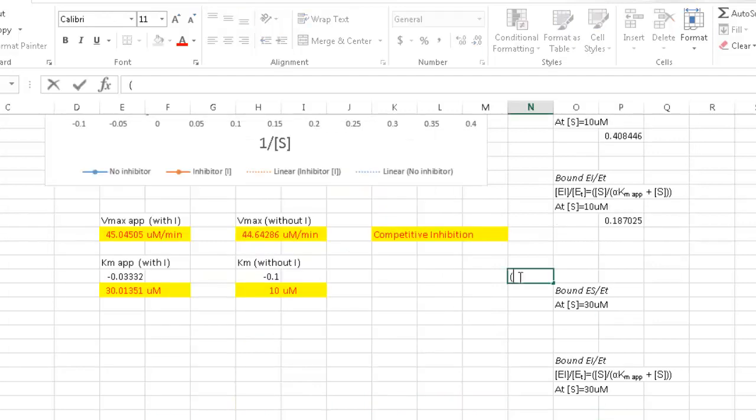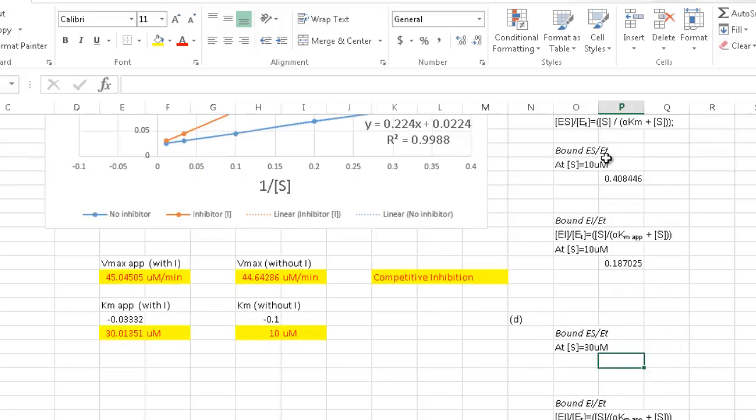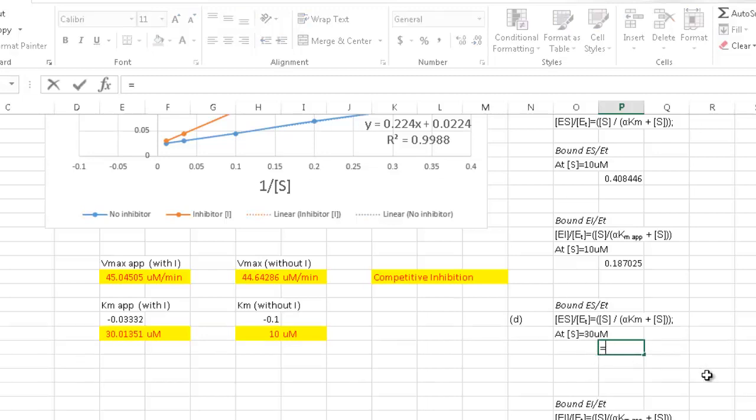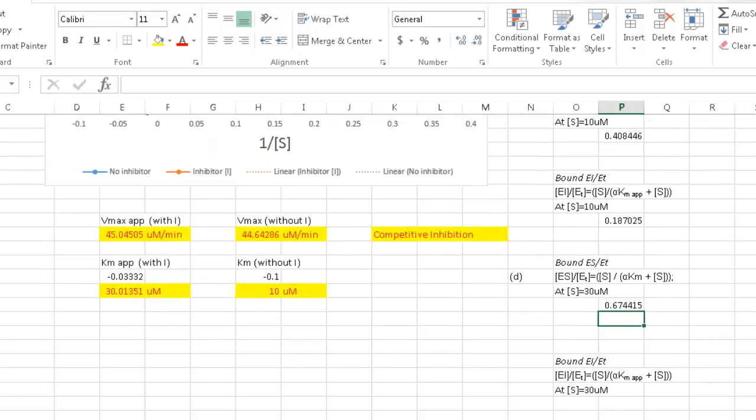Part D asks us to do this. Instead of a substrate concentration of 10, which is part C, we'll do this at a substrate concentration of 30 micromolar, which is the concentration of substrate stipulated in part D. So everything else is the same. So we'll plug into that equation one more time for the bound enzyme substrate form. And now at 30 micromolar, we have 67% of the enzyme in the form of enzyme substrate complex. So you bump up the substrate concentration, you've increased the amount of the ES form from 41% to 67%.